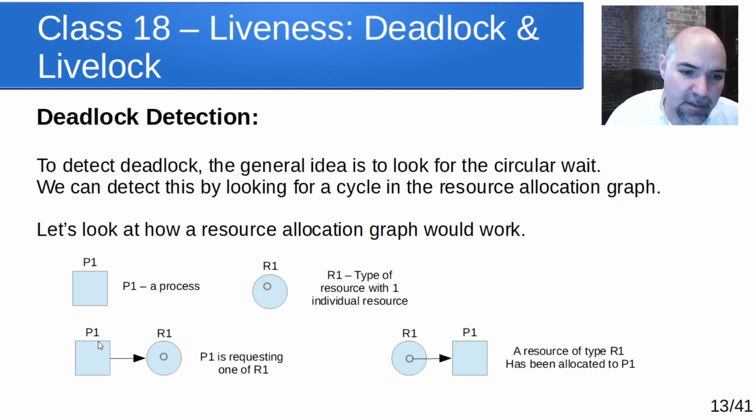If I draw on my graph P1 with an arrow pointing to R1, to the outside circle, that means P1 is requesting one of type R1. If I have an arrow drawn this way, with the inside of R1 pointing at P1, that means a resource of type R1 has already been allocated to process P1. The process pointing at the thing says, I want one of those. The resource pointing at the process says, I belong to that process.